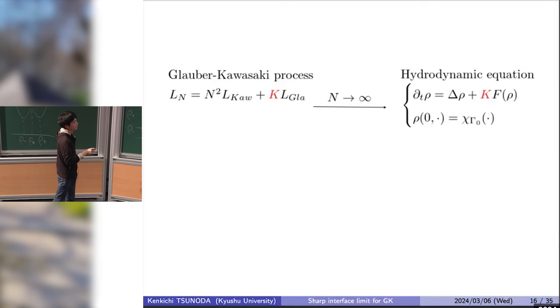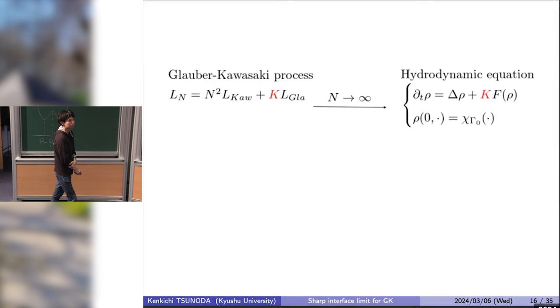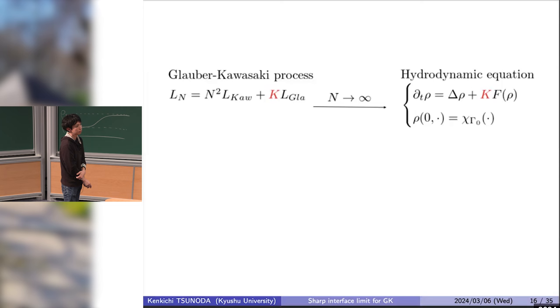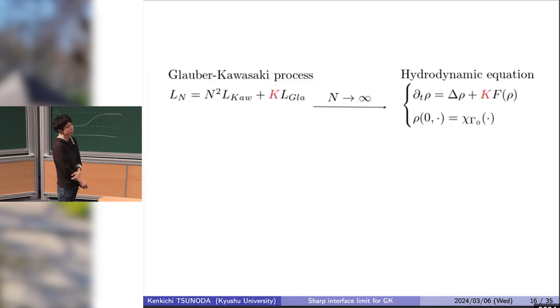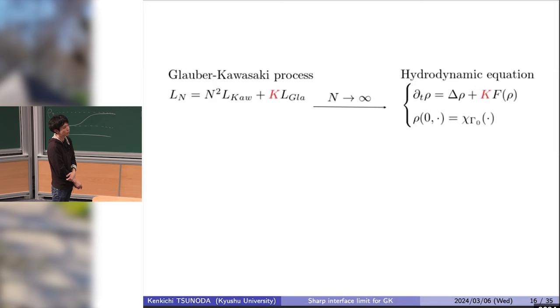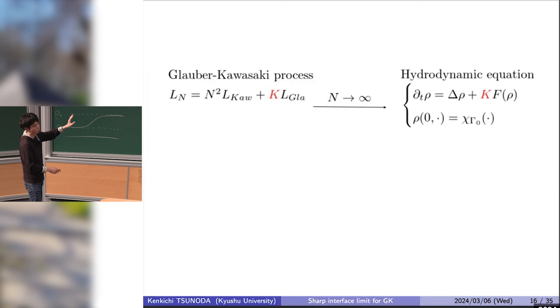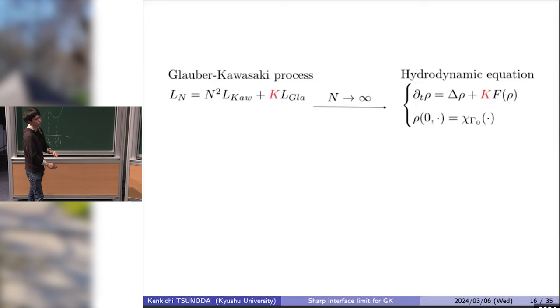May I ask a question? Yeah. You take this limit, which is a hydrodynamic limit. Then I'm wondering, maybe you introduce this dimension parameter d. Do you take some limit or some constraint for this d parameter to get this hydrodynamic limit? There is no constraint. We can obtain it for any d, but fixed, of course. Okay, thank you. Yeah, in this talk, d is always fixed.